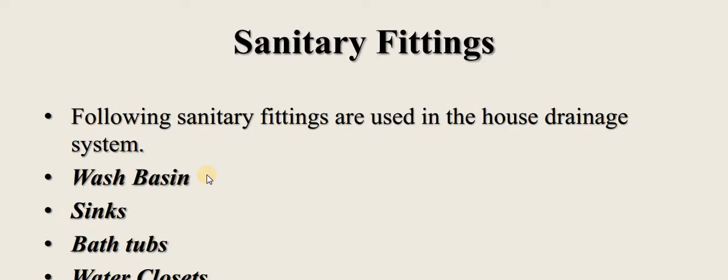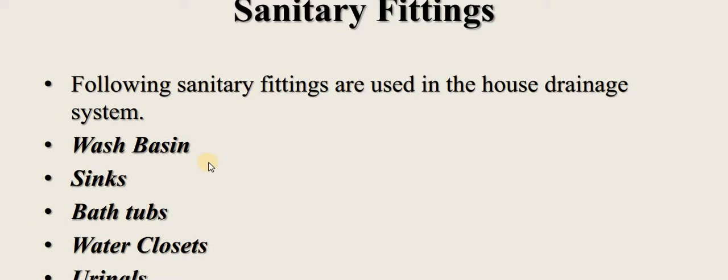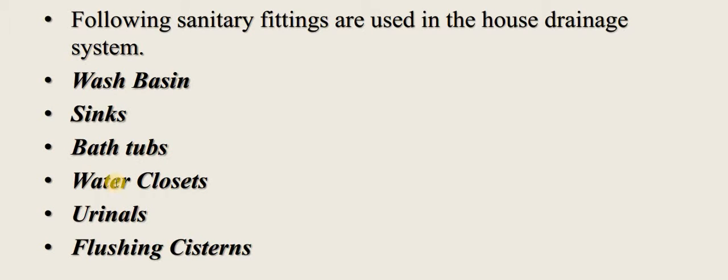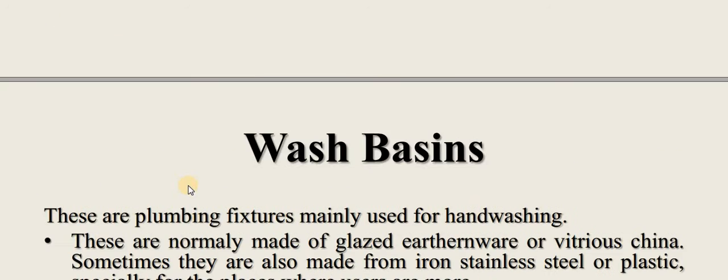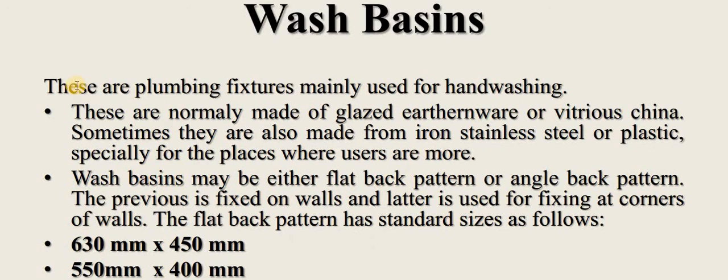Now the sanitary fittings involved in the house plumbing system. The following sanitary fittings are used in the house drainage system: wash basins, sinks, bathtubs, water closets, that is WC, urinals and flushing systems. So one by one we will see in detail. First, wash basins. These are plumbing fixtures mainly used for hand washing. They are normally made of glazed earthenware or vitreous china. Sometimes they are also made of iron, stainless steel or plastic, especially for places where users are more.